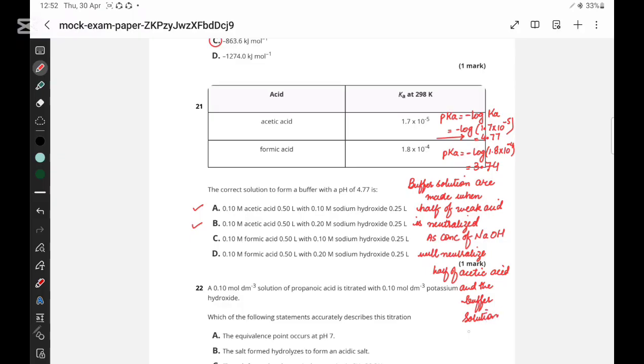So the concentration needs to be the same. If you see 0.1 molar acetic acid combining with the same concentration of sodium hydroxide, at the half volume you can say what happens. There is a buffer solution that has been formed when half of a weak acid is neutralized. So our answer is going to be A.